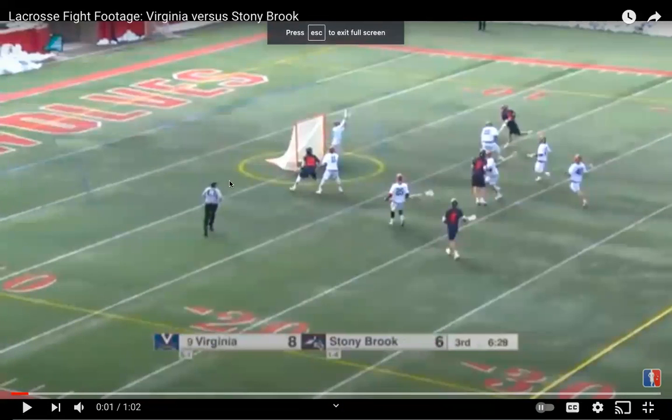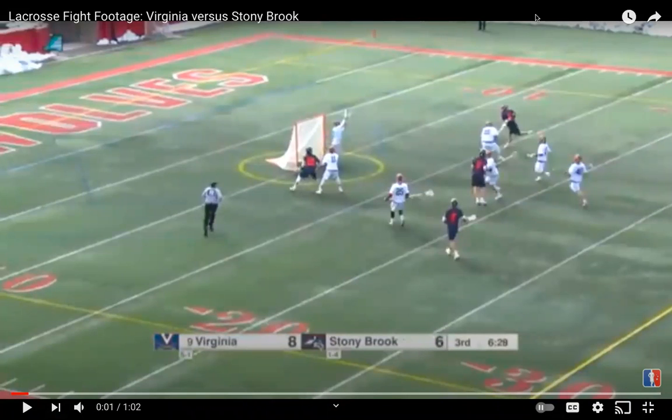This is the Virginia Stony Brook brawl. This was 2 years ago, I think, and this fight happens in the worst place possible on the field. The big thing that I want you to watch is the officials and what they do in this situation.